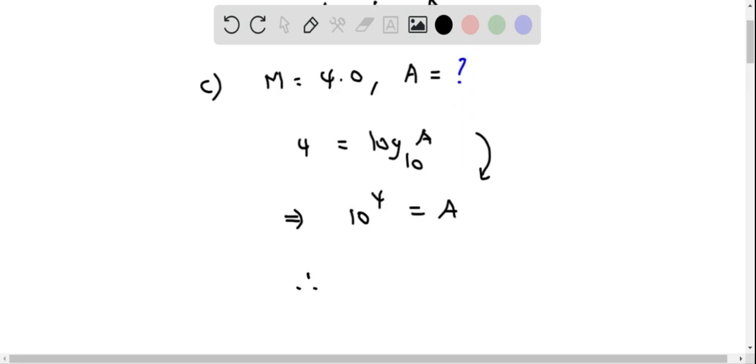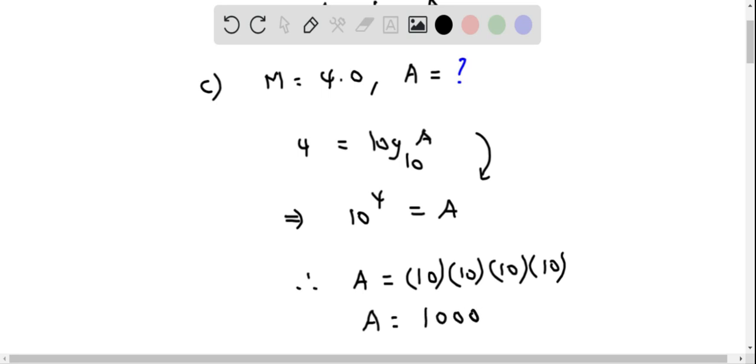So therefore, from this we can determine that A equals 10 power 4. And this means 10 multiplied with itself 4 times. So we get A equals 10,000. So this is the value of A when M equals 4.